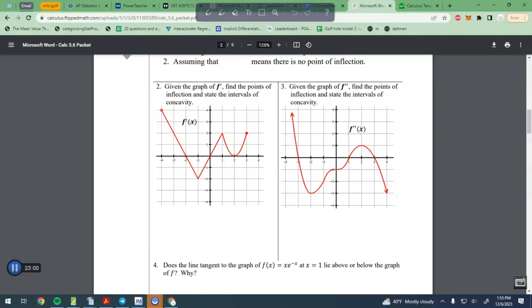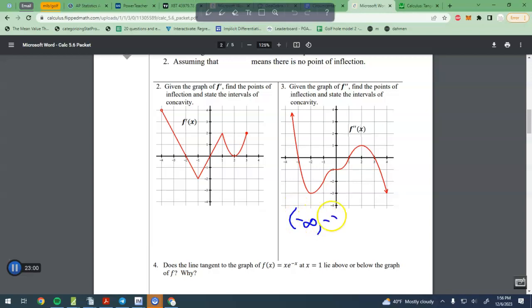Did you realize that the second number 3 is the second derivative? Okay. I was just hoping you did. So when the second derivative is positive, what's true about the original equation? First derivative positive means increasing. Second derivative positive means concave up. So where's the second derivative positive here?